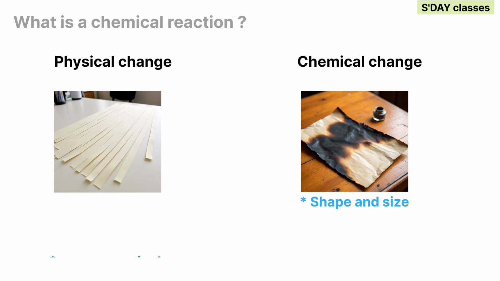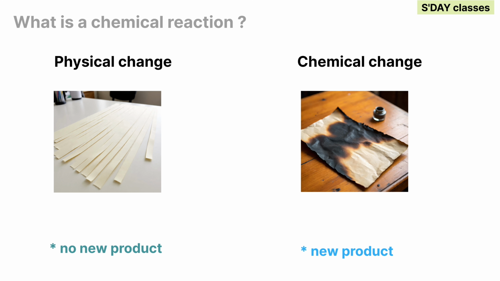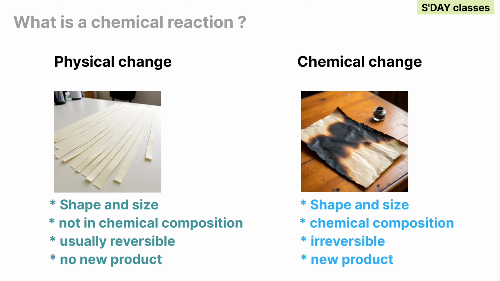With a physical change, even after the change occurs, the material is the same. The paper is still paper even after cutting it. But in a chemical change, we get a new product or object after the change. Here, the new product is black ash. These are the common differences between physical and chemical changes.